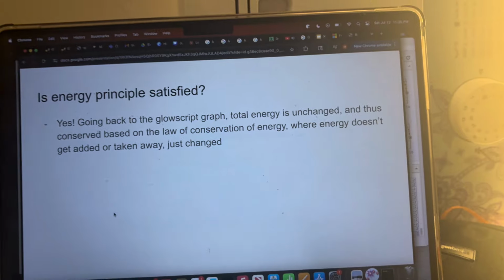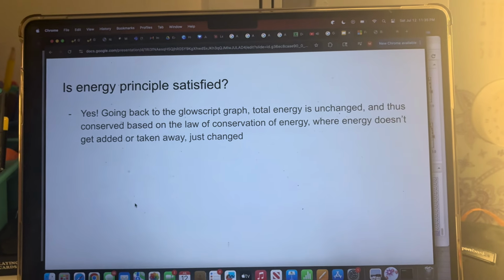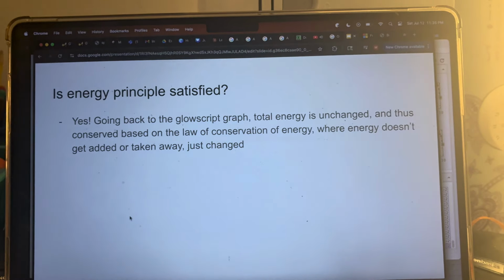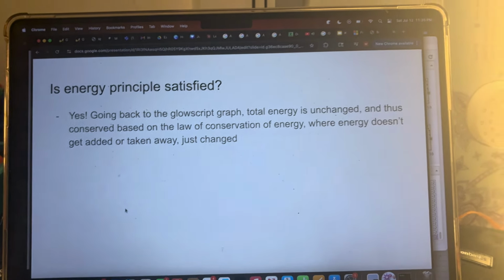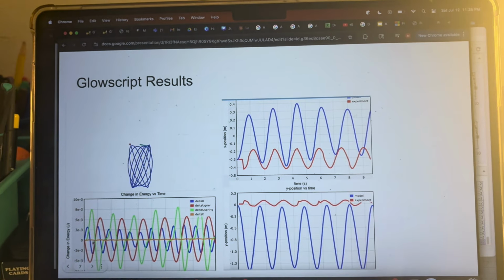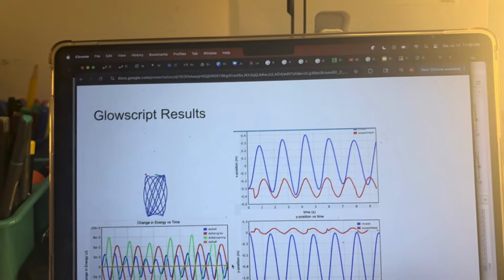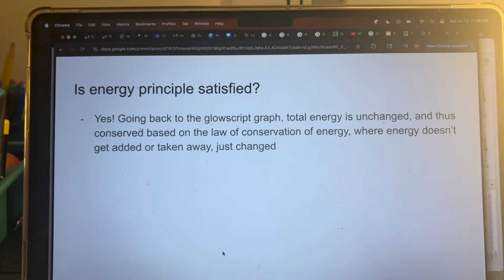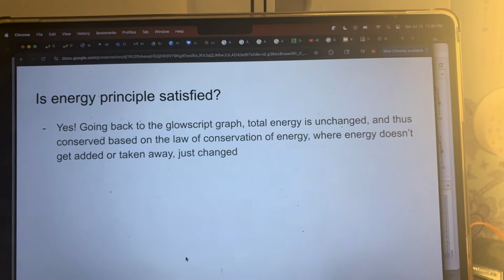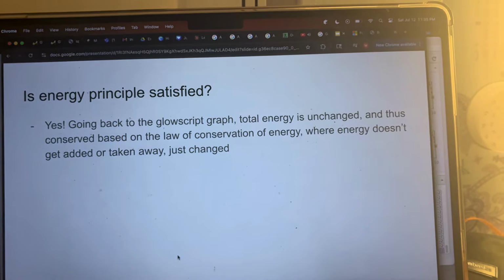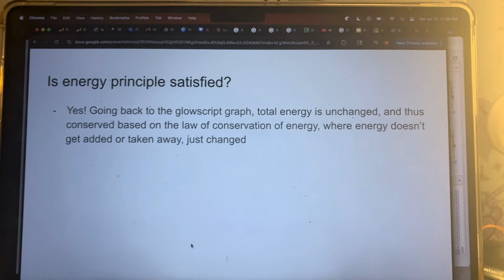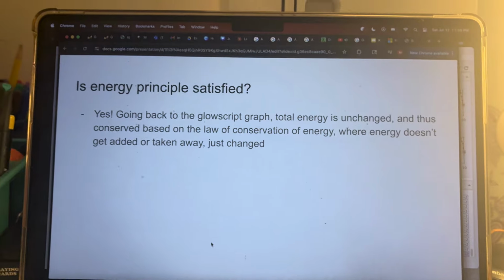So is the energy principle satisfied? Yes. Even with my graphs having some things that are sort of wonky, as we saw earlier, the change in overall energy is 0. So based on the law of conservation of energy, where energy doesn't get added and doesn't get taken away, that is satisfied because it stays the same, it just changes form.